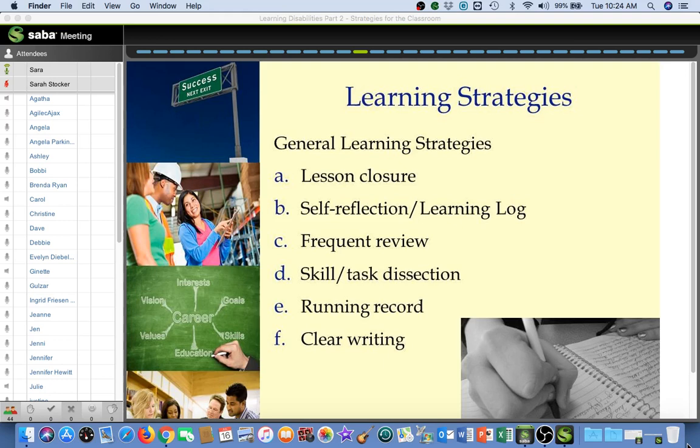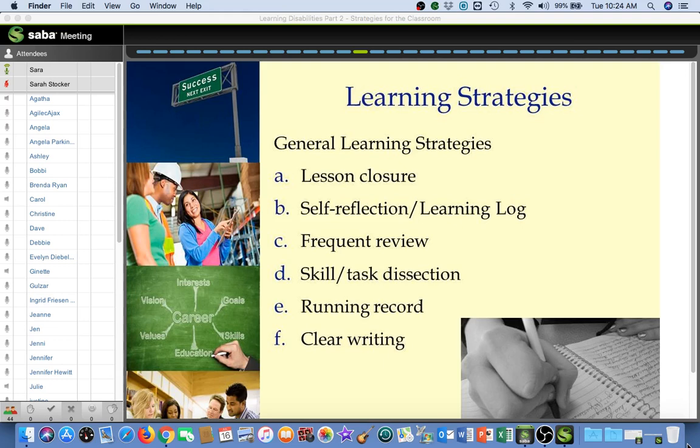Next is self-reflection, essentially learning how to learn. Encourage your learner to think about and better understand how they learn. This could be done by asking them how they approached a task, whether it worked or didn't work, and what strategies could have been used. This goes along with a learning log, where the learner would take notes or comment on what strategies and accommodations are helpful and which are not.